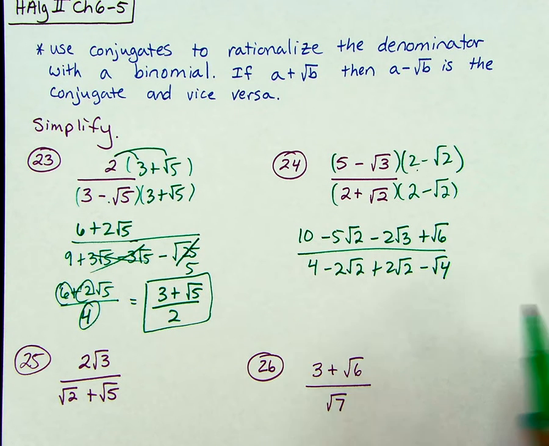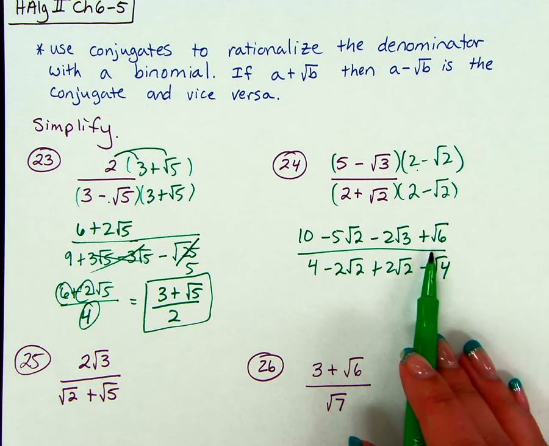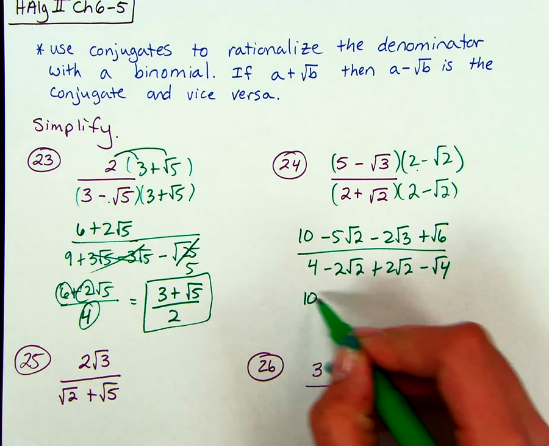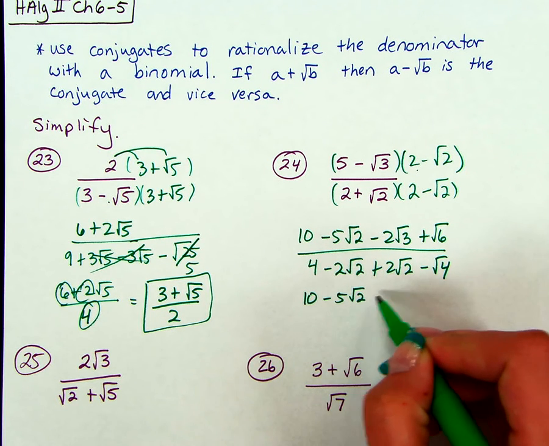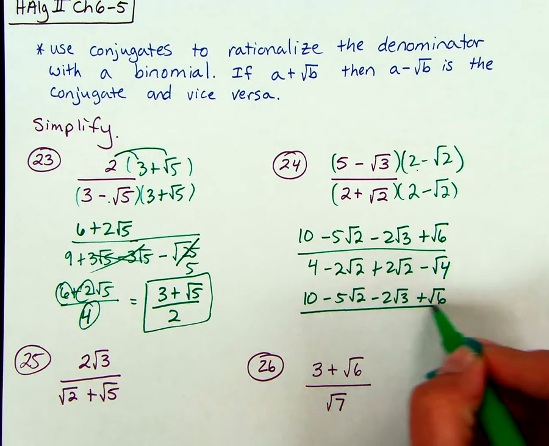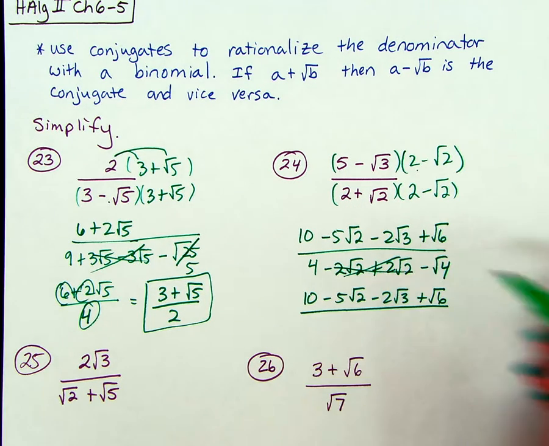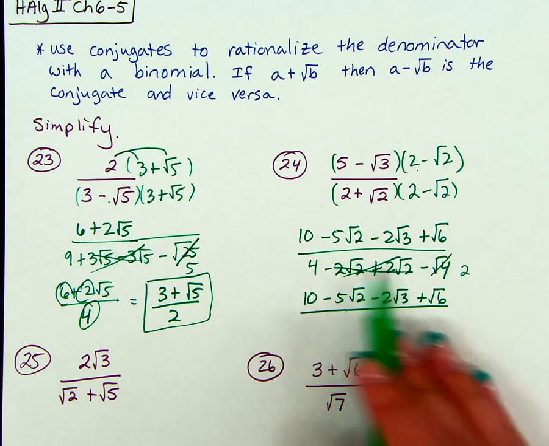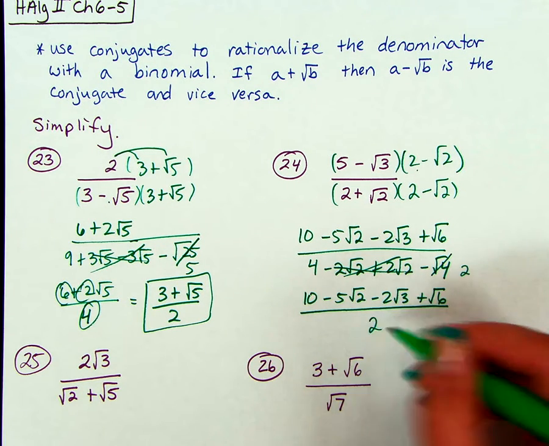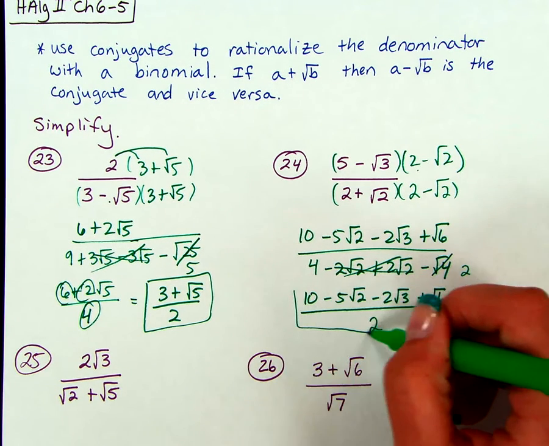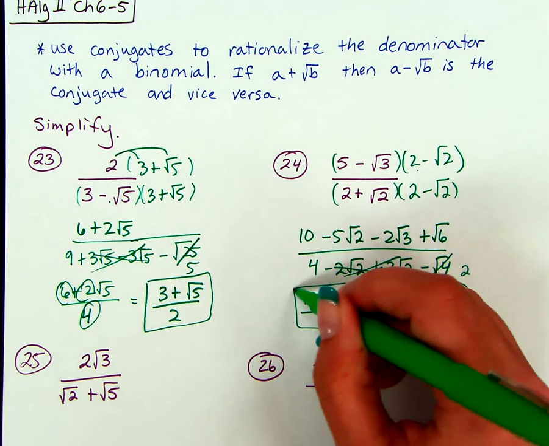So in the numerator, there's nothing that we can combine together or reduce. So we can just rewrite that: 10 minus 5 square root of 2 minus 2 square root of 3 plus the square root of 6 over. And then down here, our middle terms cancel. The square root of 4 is really the same thing as 2. So 4 minus 2 is 2. And the terms only have a common factor of 1, so we can't simplify anymore. So this is our final answer.